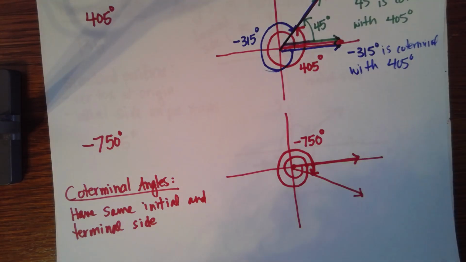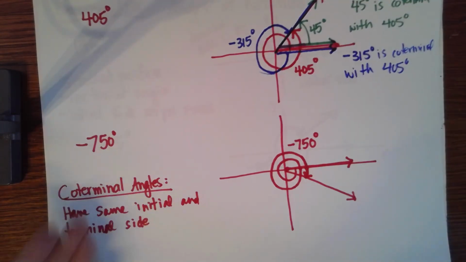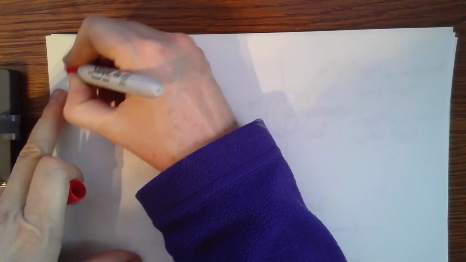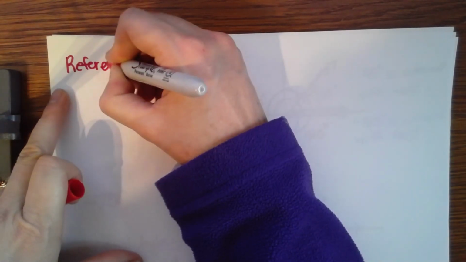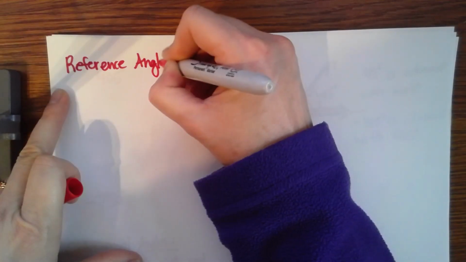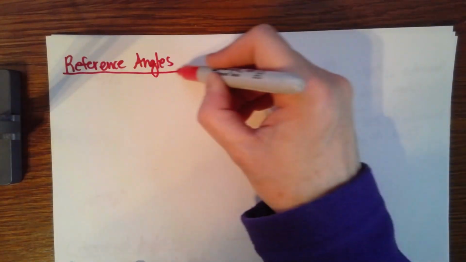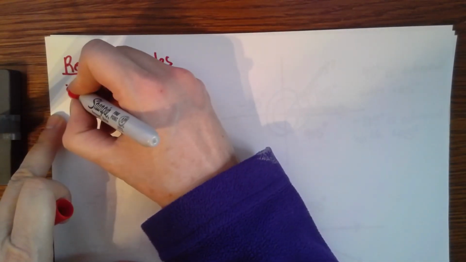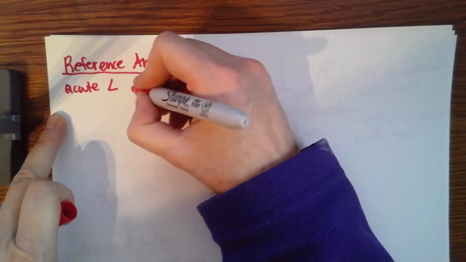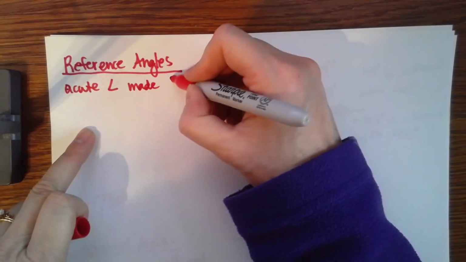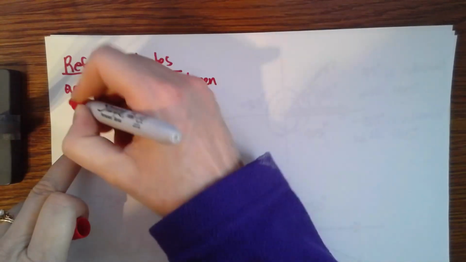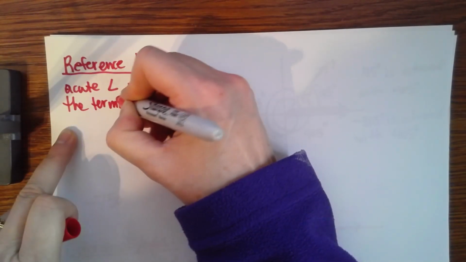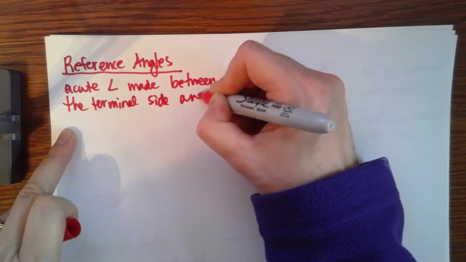And in particular, there are angles, sometimes they're coterminal, sometimes they're not. But in trigonometry, angles that are very important to us are called reference angles. Reference angles are the acute angle made between the terminal side of an angle and the x-axis.